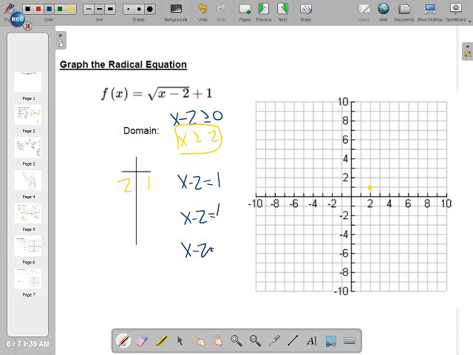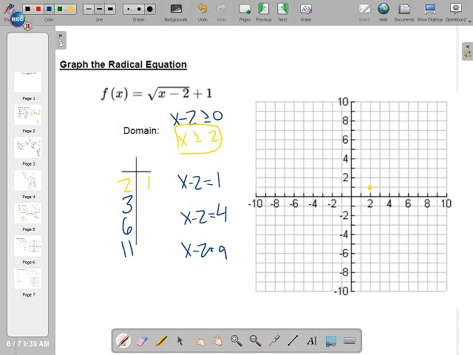So perfect squares that I know are 1, 4, and 9. And this will help me figure out what I should plug in to take the square root of perfect squares. If I add 2 to both sides, x would equal 3. If I add 2 to both sides, x would equal 6. And if I add 2 to both sides, x would equal 11. If I plug those numbers in, I'll get perfect squares.